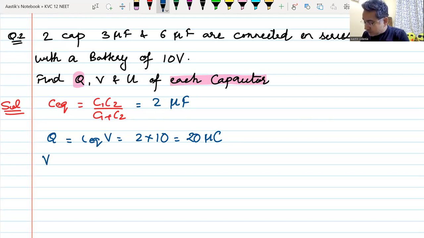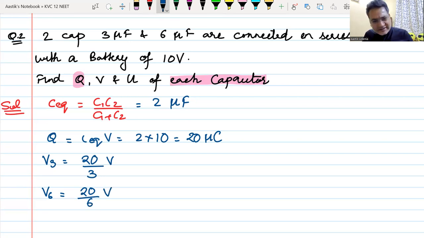Now I can find out the voltage across the 3 microfarad. So that will be 20 microcoulomb divided by 3. So it is 20 by 3 volts. Potential drop across the 6 microfarad capacitor will be 20 divided by 6 volts. Now the only thing is to calculate the value of energy. And we have three different formulas to find out the value of energy.